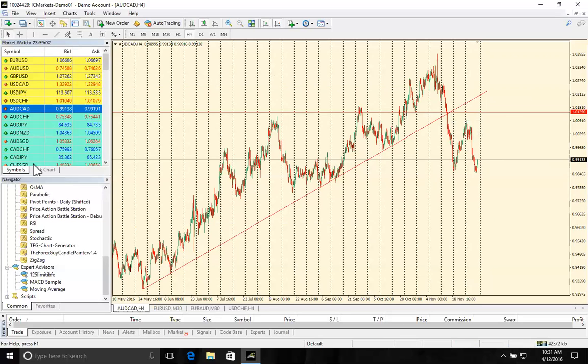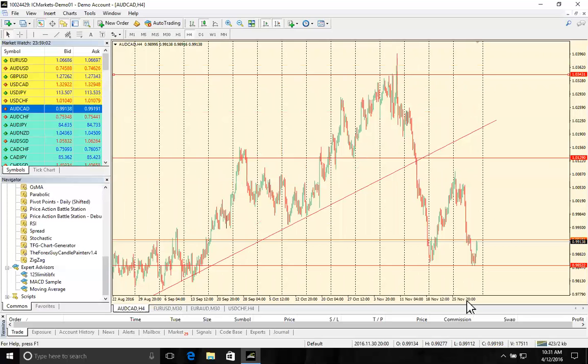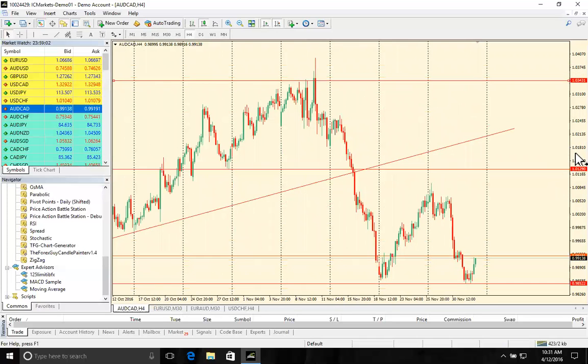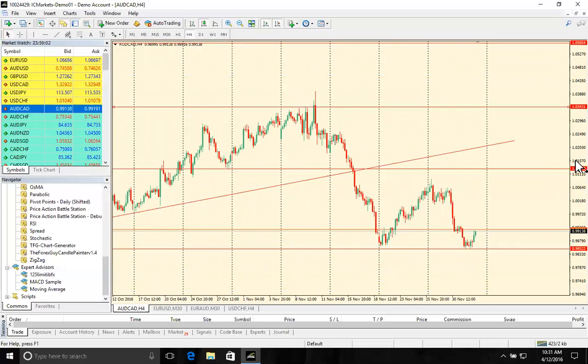I also want to draw my resistance around here. I can see this area is a bit congested. And I also see something else up here, price is bouncing back, right? So now if I go closer, that's the picture I've got.